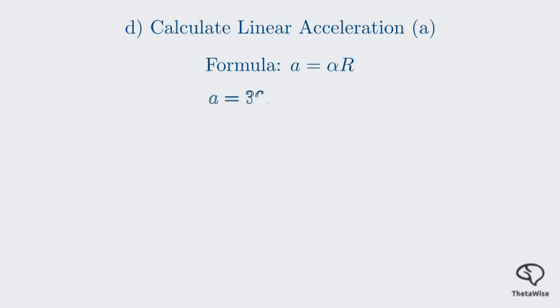Substituting these values, we have a equals 36.141 times 0.3. Performing the multiplication gives us a linear acceleration of 10.842 meters per second squared. This means that the point on the circumference is accelerating at 10.842 meters per second squared.